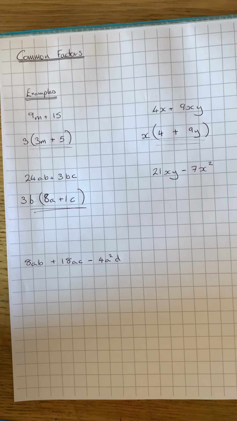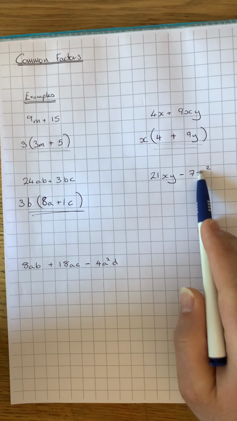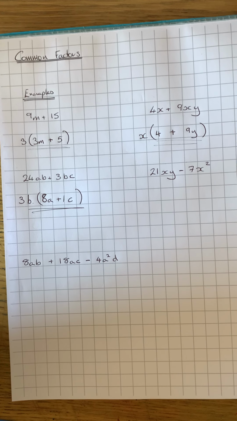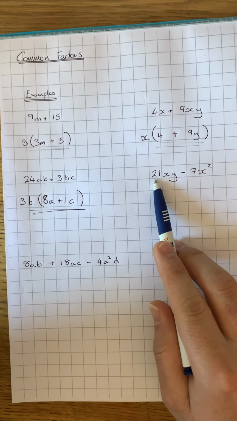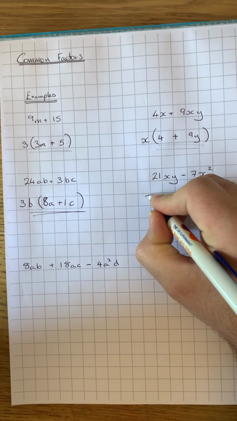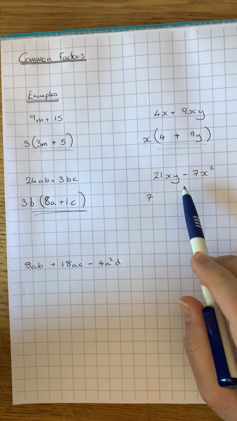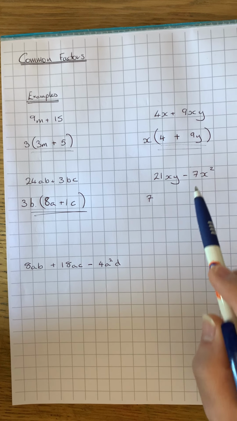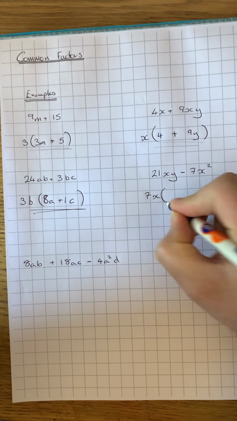Moving on to our next one. Same principle as before, but this time we've got a square here. So we're going to have to think a wee bit on our toes with this. So 21 and 7, you can say that the highest common factor between those two is 7. Checking the letters out, there's an x in both of them, so I can take an x out.